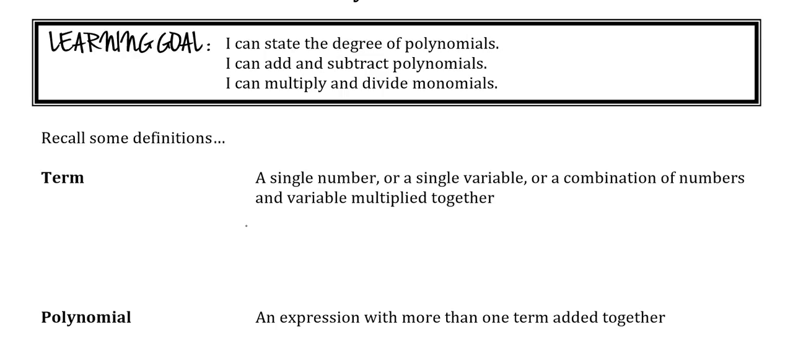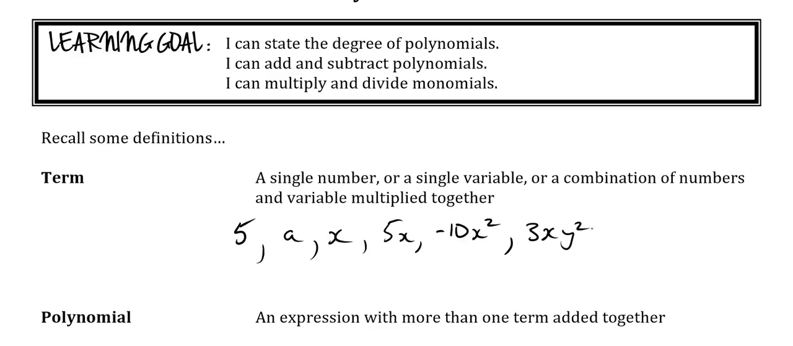Some examples could be something like 5. That could be a term. A or x, those could be terms. We could have 5x or negative 10x squared or 3xy squared, or any combination of numbers and variables multiplied together would be a term.